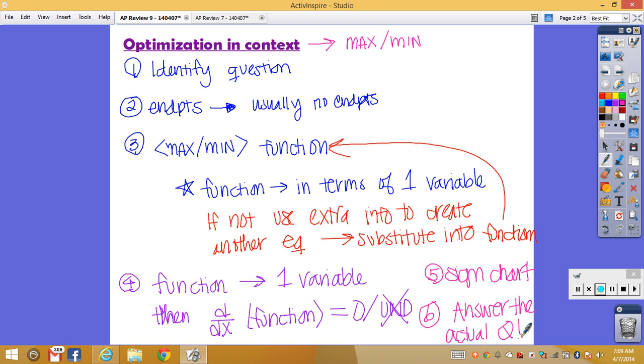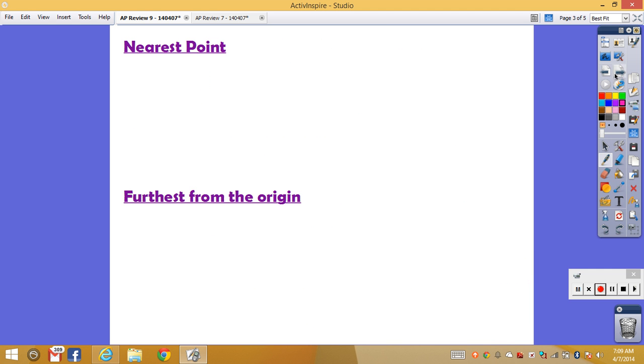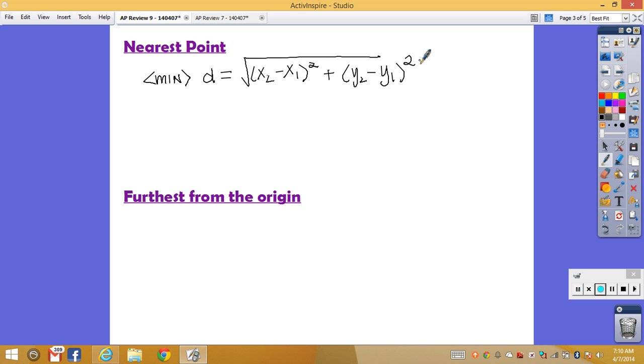Okay? So, things to remember: the nearest point would be us minimizing the distance formula, which is the square root of x2 minus x1 squared plus y2 minus y1 squared. And remember, what we're going to do is always make sure that x2 is x, y2 is y. This is the x of the point that you're trying to get closest to. And this is the y of the point.